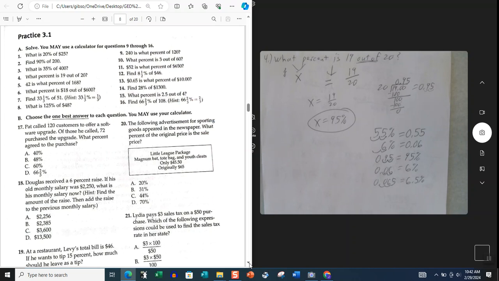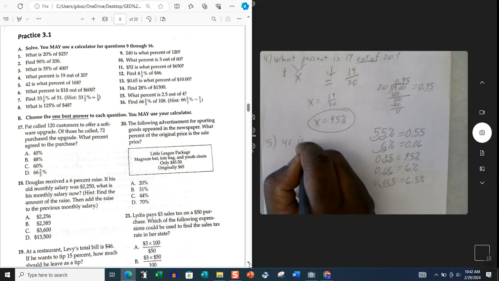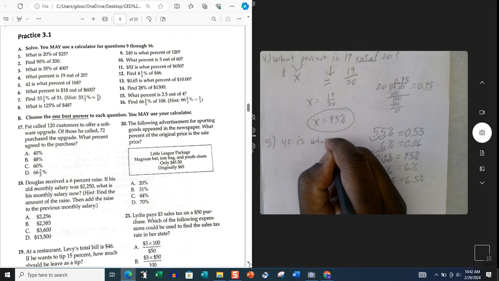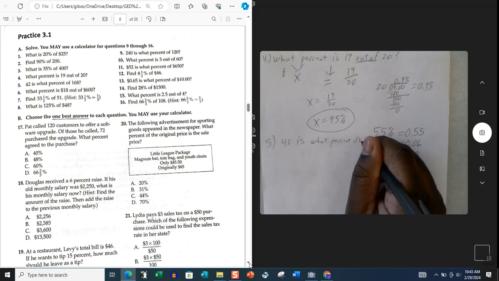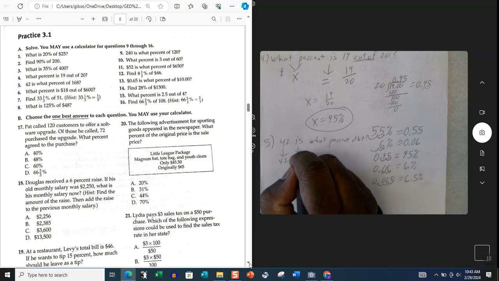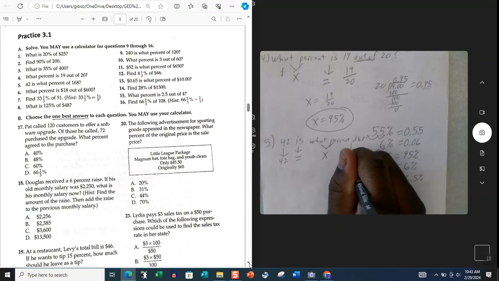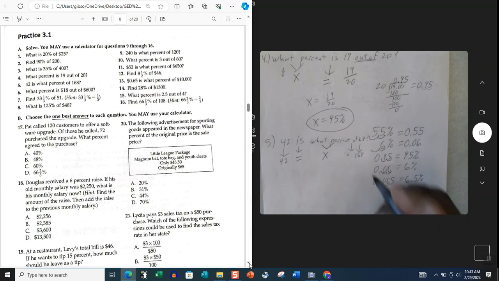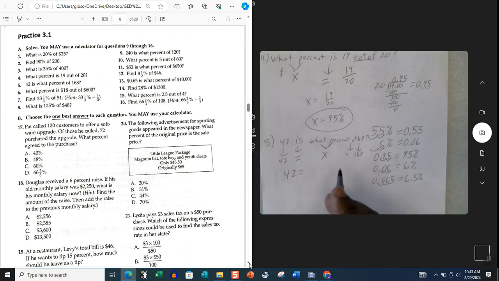Problem 5. It says 42 is what percent of 168? So problem 5, 42 is what percent of 168? So 42 would just be 42. Is would be equal. What percent is x? Of means multiplication, and 168 is 168. So we have 42 is equal to x times 168, which is just 168x.